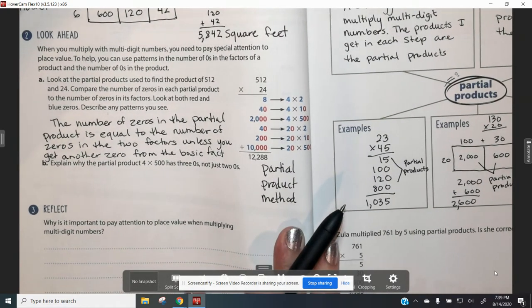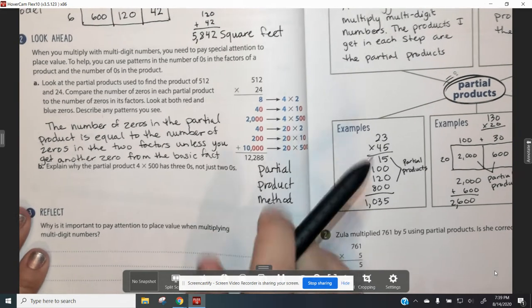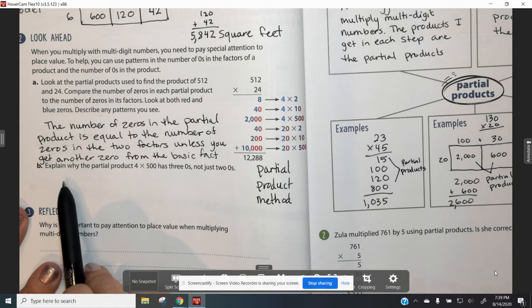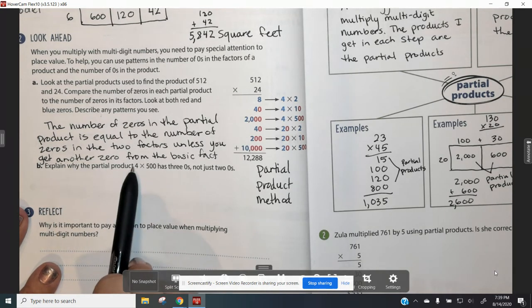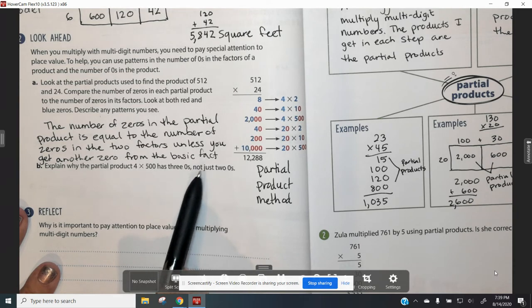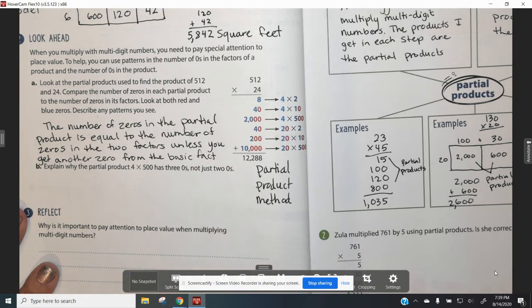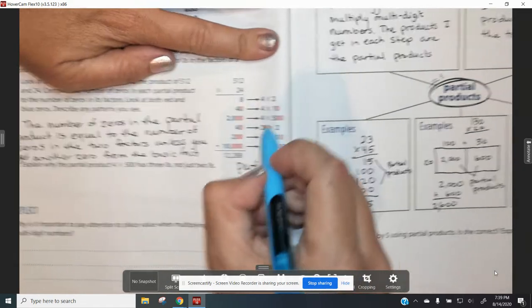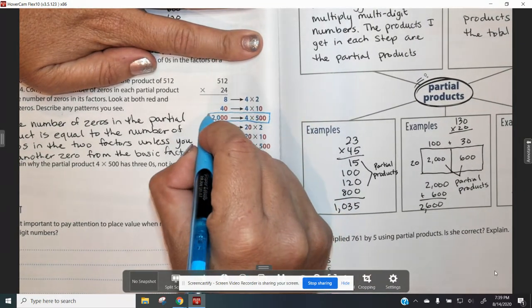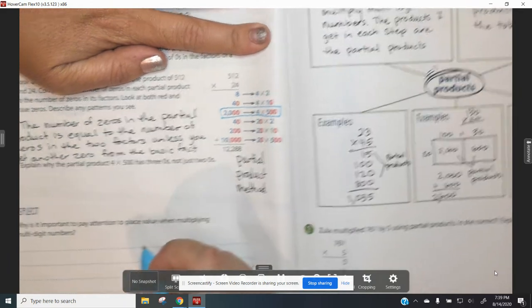Now, I just explained this to you, but I would like you to see if you can explain in your own words why the partial product of 4 times 500 has 3 zeros and not 2. So you're looking at this line here. So why are there three zeros instead of 2?